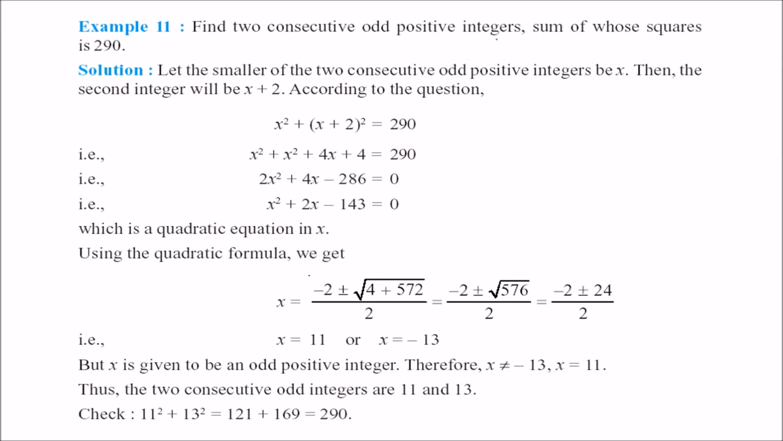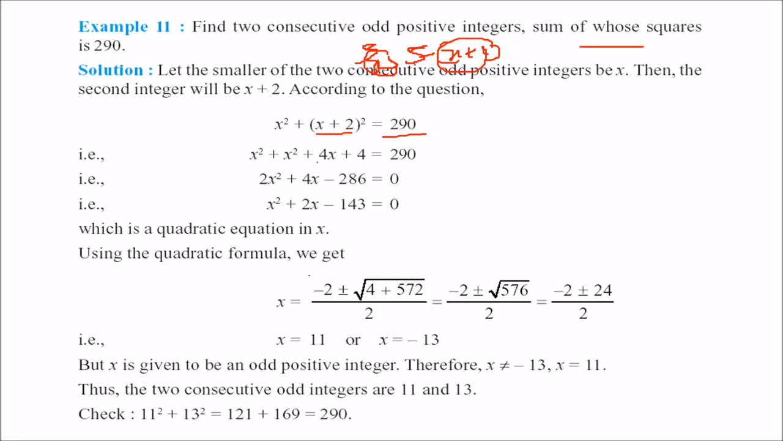Two consecutive odd positive integers. Say for example, if one positive integer is 3, what will be the odd positive integer after this? This will be 5. So if we take this as x, the next will be x plus 2, right? So the question is two consecutive odd positive integers, the sum of whose squares is 290. So x square plus x plus 2 whole square, if we add, is equal to 290. So let us solve it.